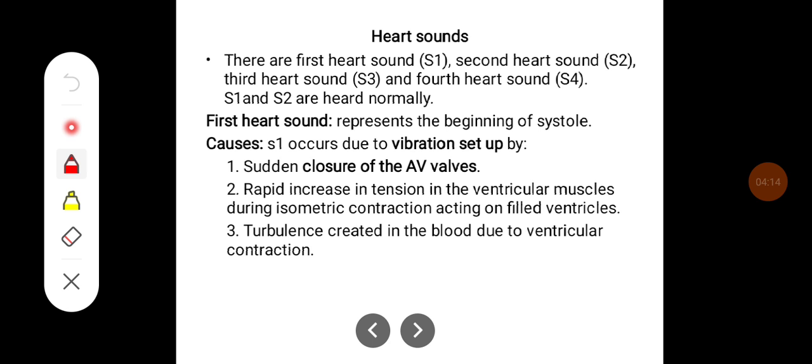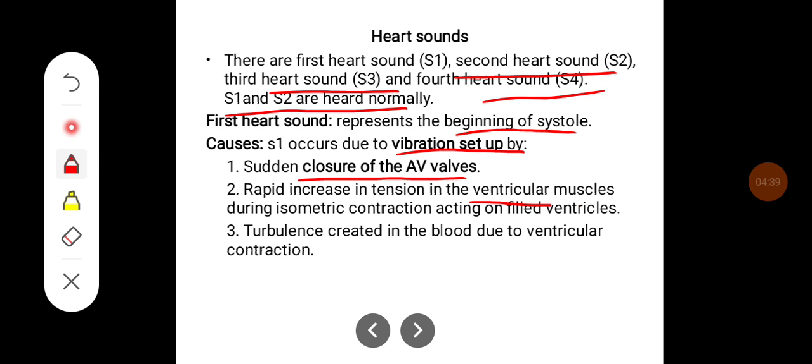Coming to the heart sounds, there are the first heart sound, second heart sound, third heart sound and fourth heart sound as well. S1 and S2 are heard normally by stethoscope. The first heart sound represents the beginning of the systole. It occurs because of the vibration set up by the sudden closure of the AV valve and rapid increase in tension in the ventricular muscles during isometric contraction acting on filled ventricles. It also occurs because of the turbulence created in the blood due to the ventricular contraction.